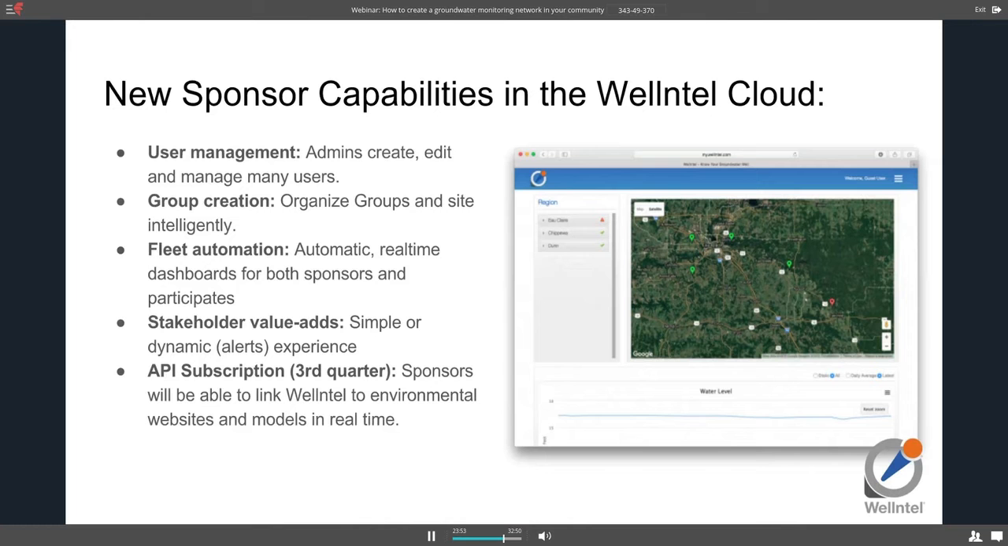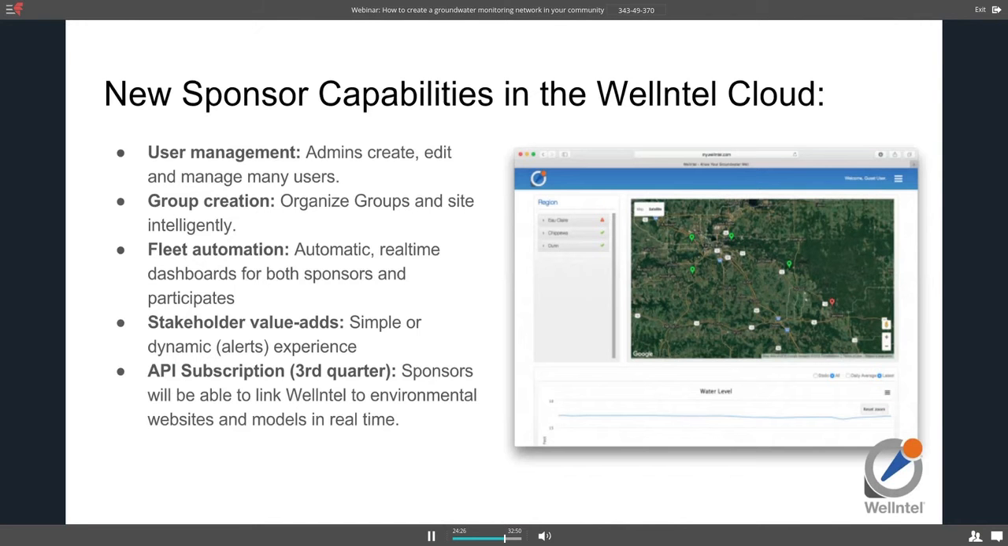On the left-hand side, you're seeing that this region has been organized into sites. Feature-wise, what happens here is a sponsor, which may be a single main administrator, can add and manage many users, both owners and their employees and service technicians, to use this site, and they can organize all of the wells, all the monitoring stations in this site into groups and locations in intelligent ways.